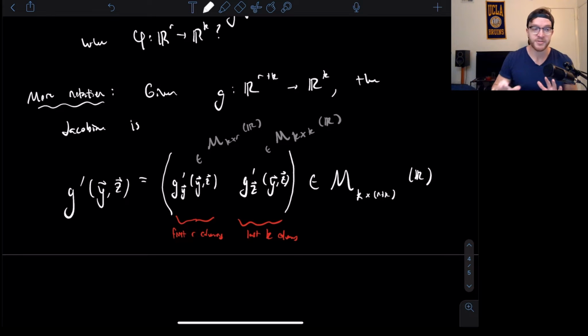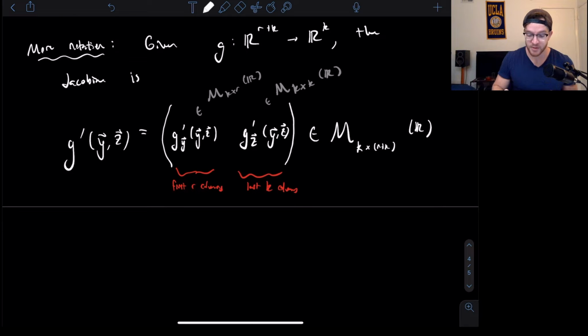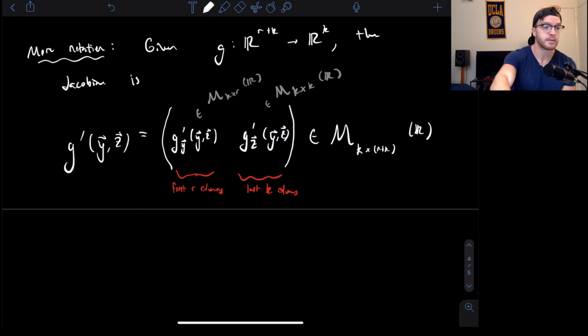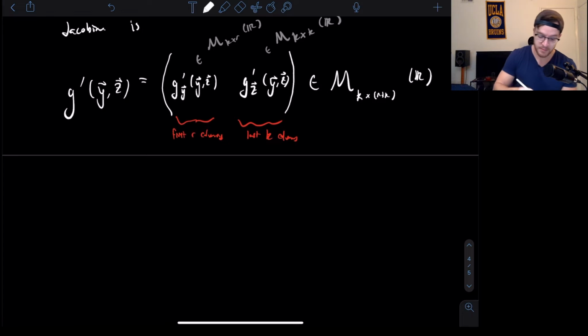Okay, so all of this notation has been ridiculous, and this is a lot to absorb, and it's all kind of abstract. So let me really quickly do a quick example to show you what all this notation means, and then we'll state the implicit function theorem. So, quick example.